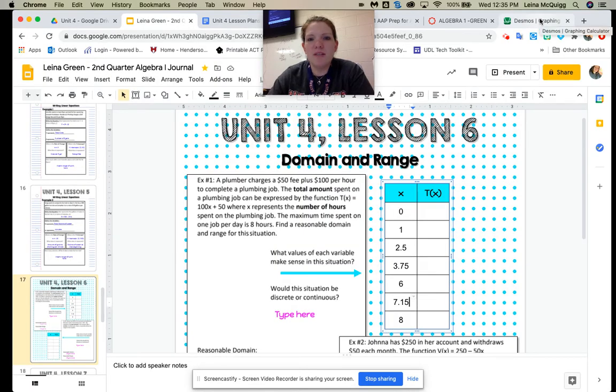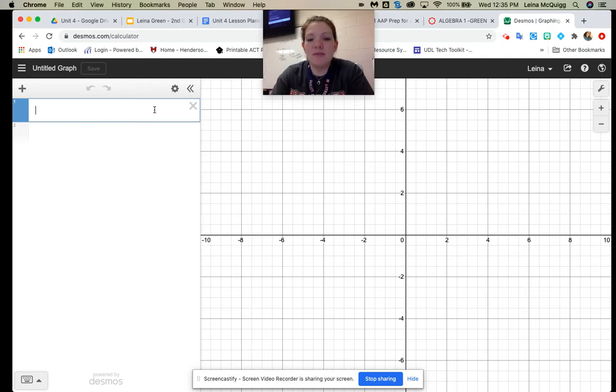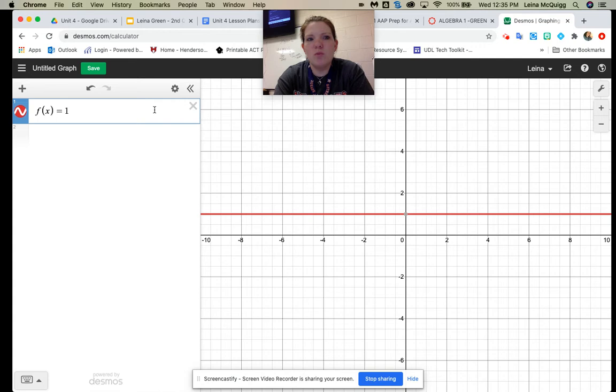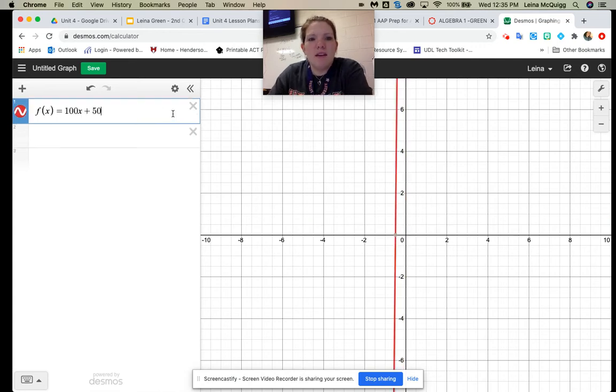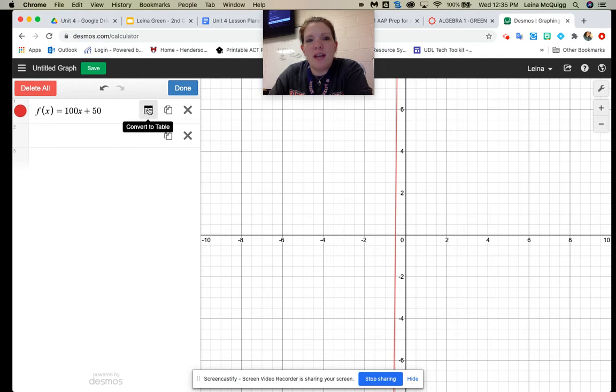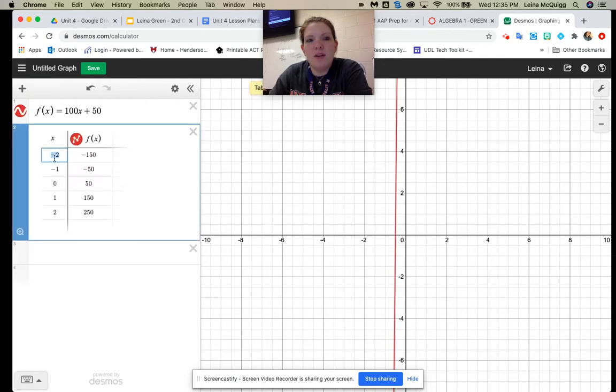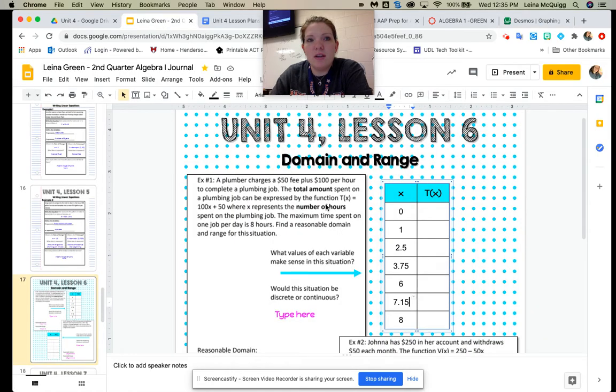All right, so my function is T of x equals 100x plus 50. So in Desmos, I have to change this to f of x equals 100x plus 50. And then all I did was click this little settings button, and then if I click table, I can convert it to a table, and I can plug in my values. So here I already have a 0. When my x value is 0, my y value is 50. So on my notes over here, I can type in at 0, it's 50.